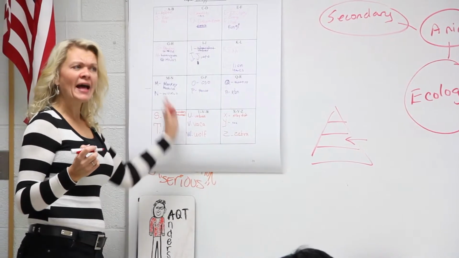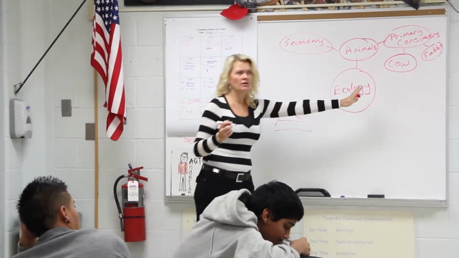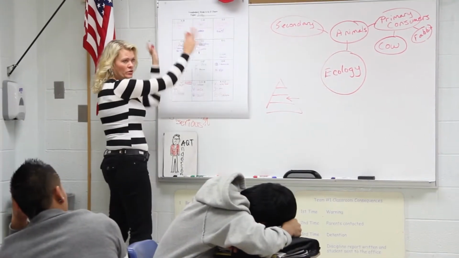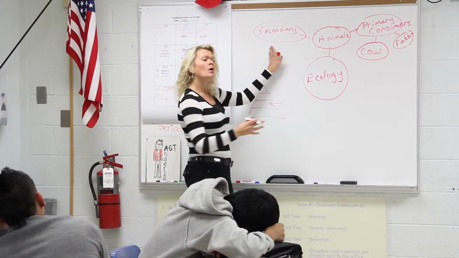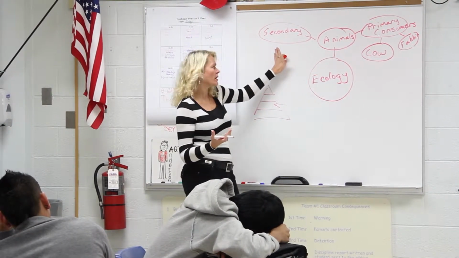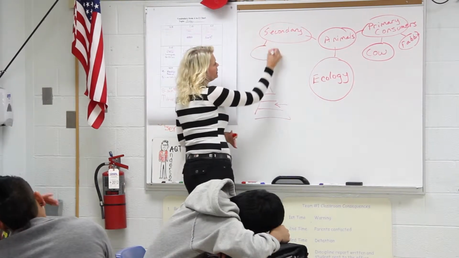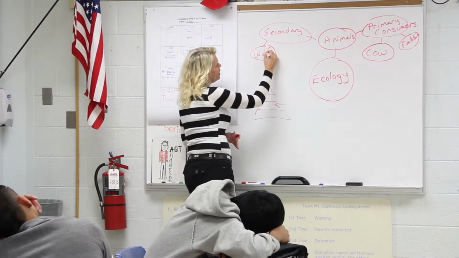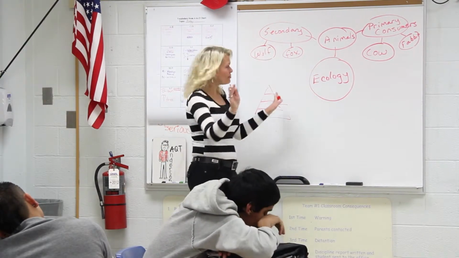So if you want to add some other words that you don't have on your A to Z chart, you can, but I need you to use all the words that are on your A to Z chart and put them on this concept map, okay? What's an example of a secondary consumer? A wolf, because they only eat meat. A fox. A shark. Coyote. Okay, we get the point, right?